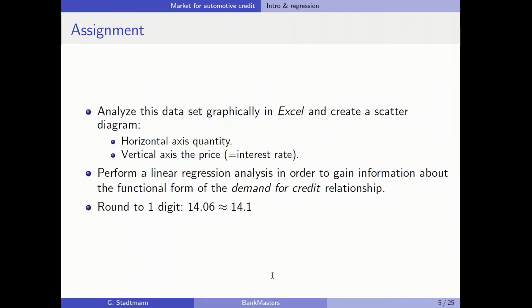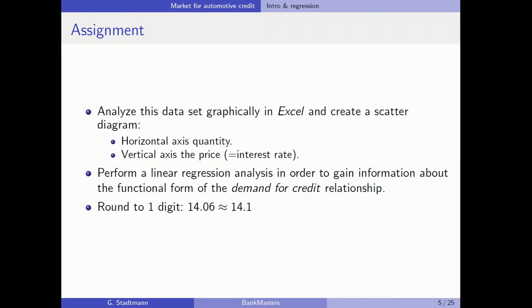Let's have a look at the assignment questions of this part. Analyze this data set graphically in Excel and create a scatter diagram. On the horizontal axis, you should have the quantity. On the vertical axis, you should have the price, like the interest rate. And then you should perform a linear regression analysis in order to gain information about the functional form of the demand for credit relationship. You should round the number to 1 digit, so 14.06 is equal to 14.1.